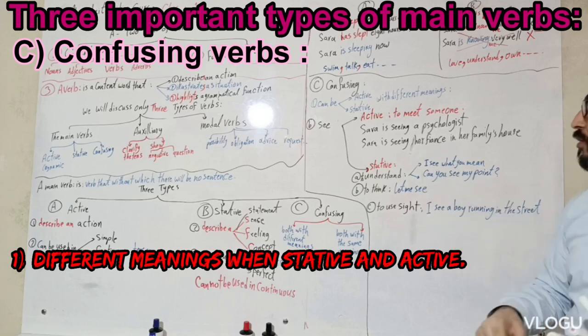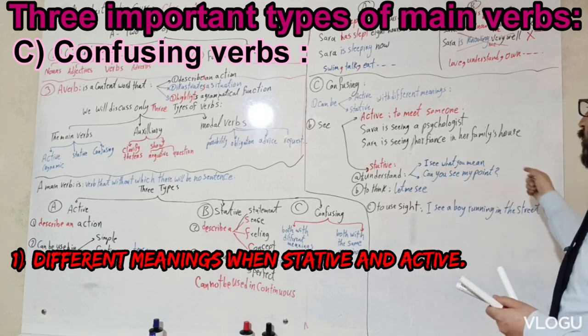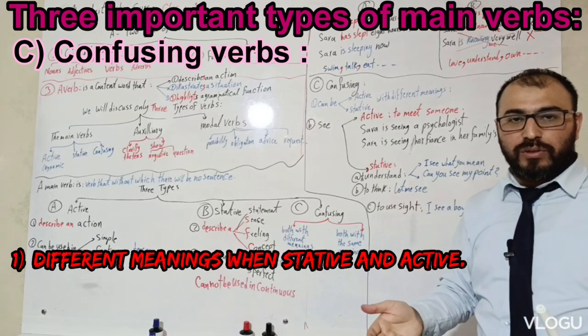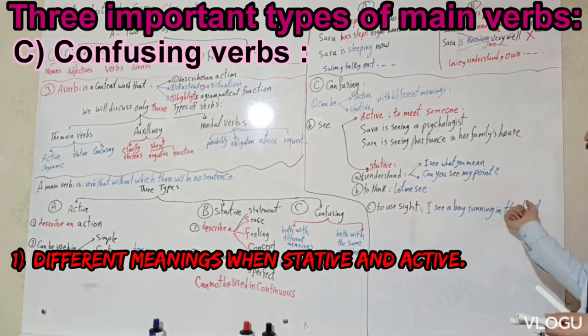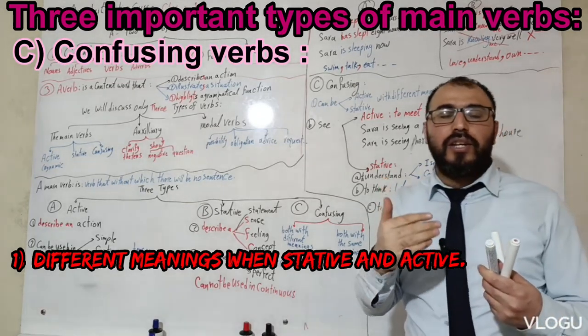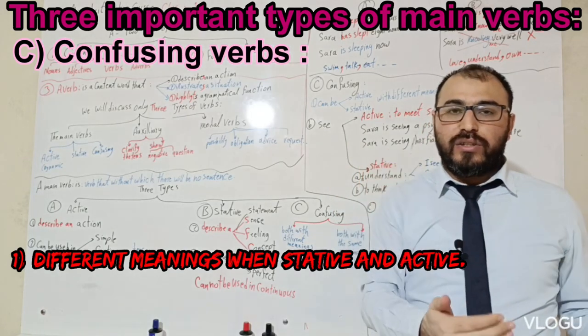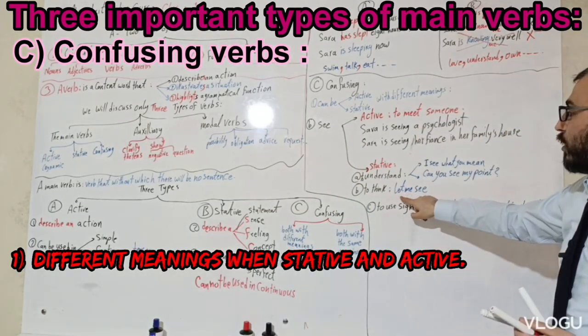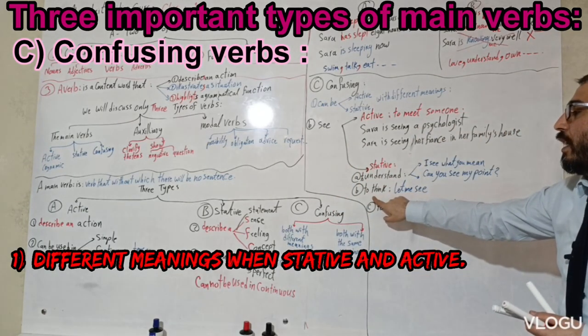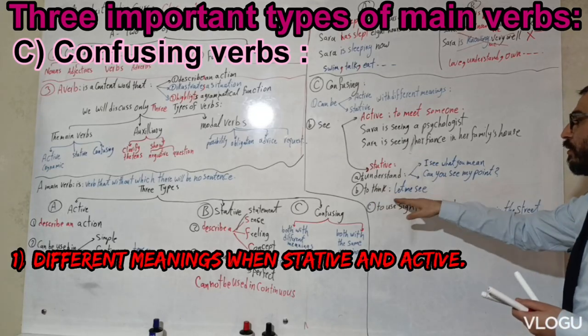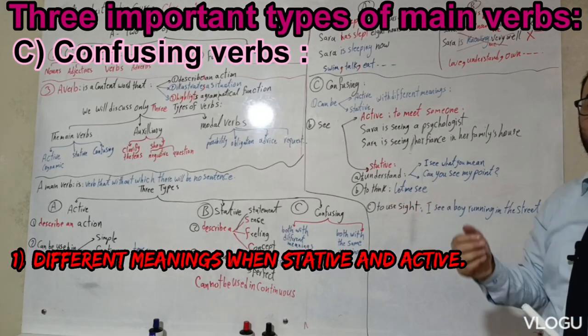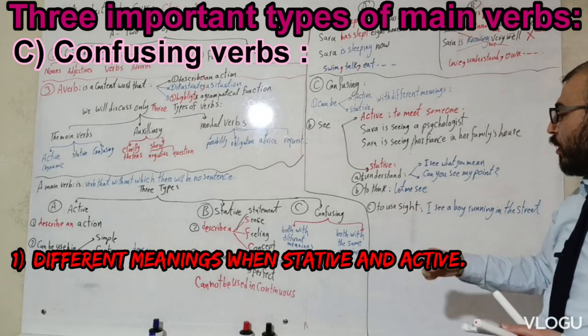If someone says to you, I see what you mean, it means I understand what you want to say. In here, can you see my point? In here, you were asking someone if he or she understood or not. In here, we use it as the verb to think. We say, let me see, it means let me think.